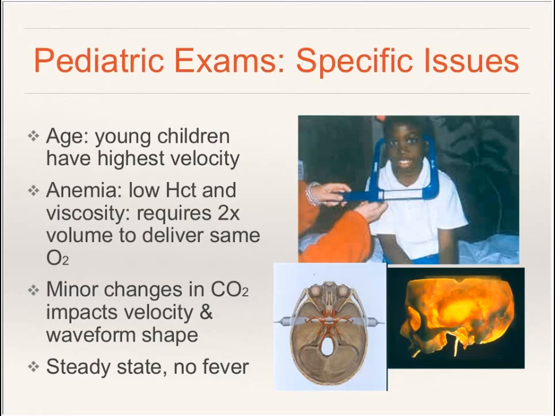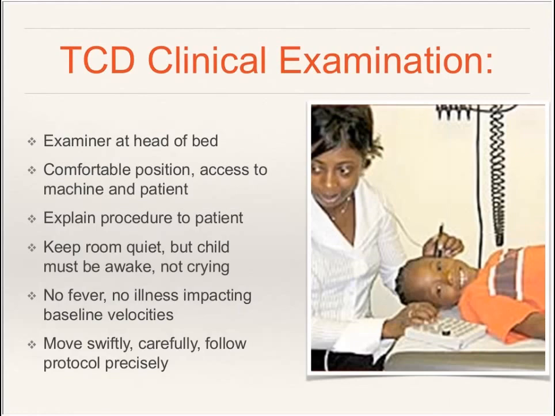Now, we need to keep in mind that young children have the highest velocity. Anemia with low hematocrit will cause them to have higher moving red blood cells to deliver the O2, and minor changes in carbon monoxide will actually impact the velocity and the waveform shape. So you have to keep the children awake, and you have to try to make sure they're not crying, because as you know, when they start crying and taking in these breaths, it will cause a change in their respirations, and you can actually impact the O2 levels. So keep them awake. Try to keep the room comfortably lit, but not so dark that they want to go to sleep. We actually found that if we put a video monitor and they could watch a movie overhead, that would keep them focused and engaged and awake, which is very important.